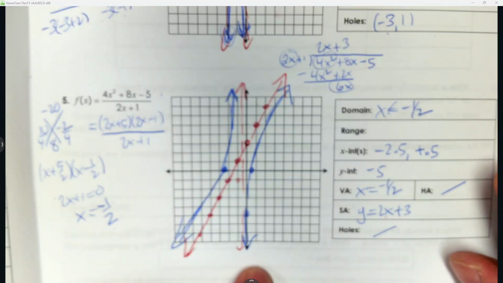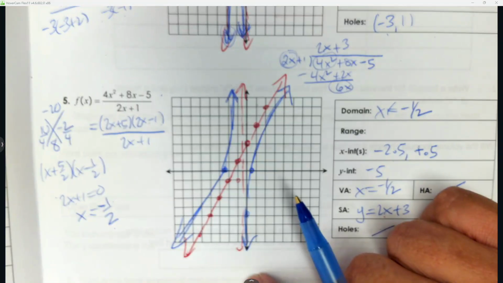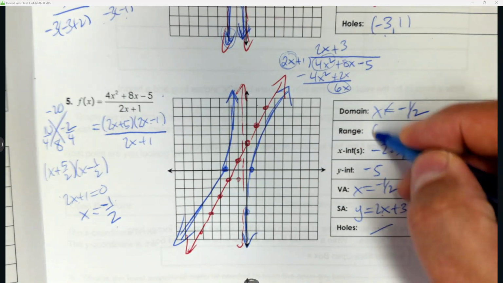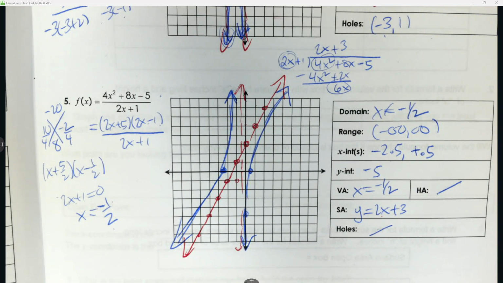So often when our oblique curves look like this, I want you to notice the entire curve from bottom to top covers all numbers. So the range here is all real numbers, the way the curve is.